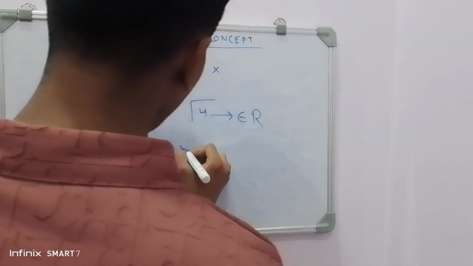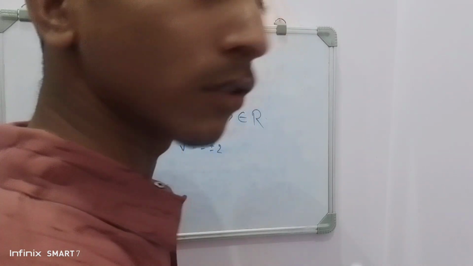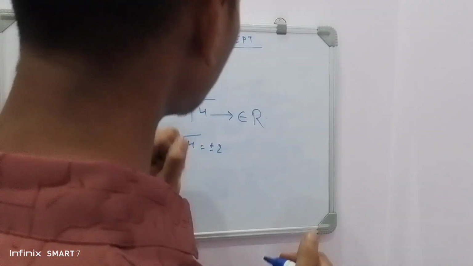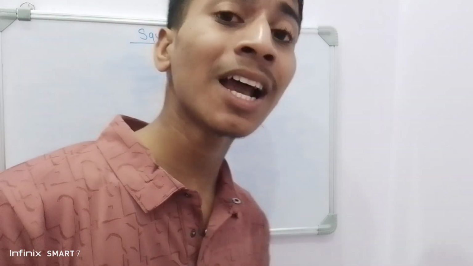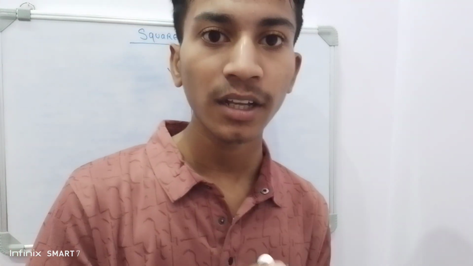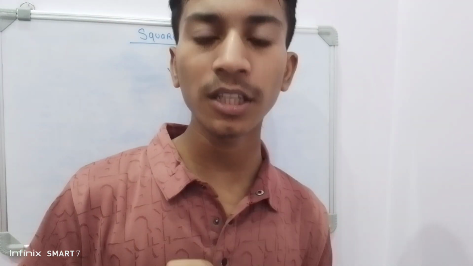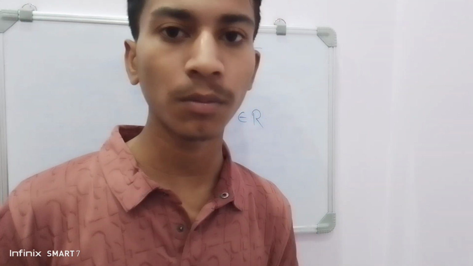So the square root of 4 is equal to plus minus 2. Is this wrong or right? For you maybe it is right, but it is wrong. Why is it wrong? As I said, the square root is a special function that provides only the positive value. You have to understand that the square root is a function that provides only the positive value.